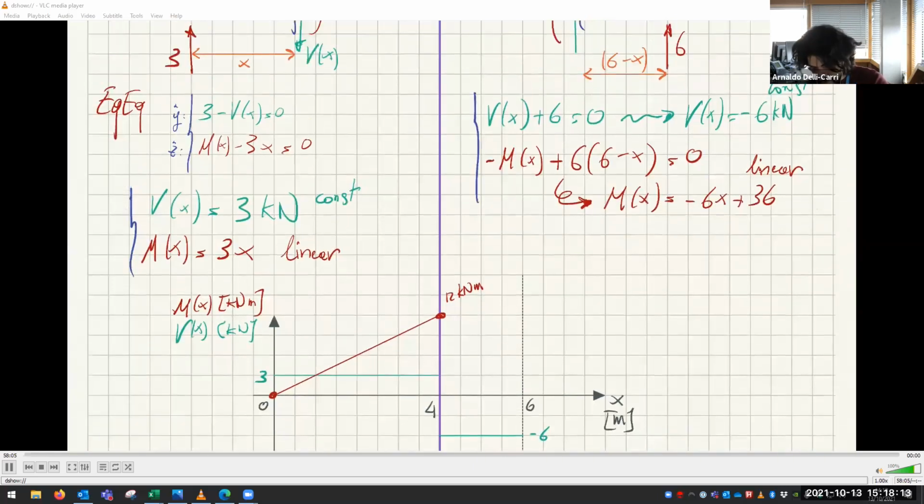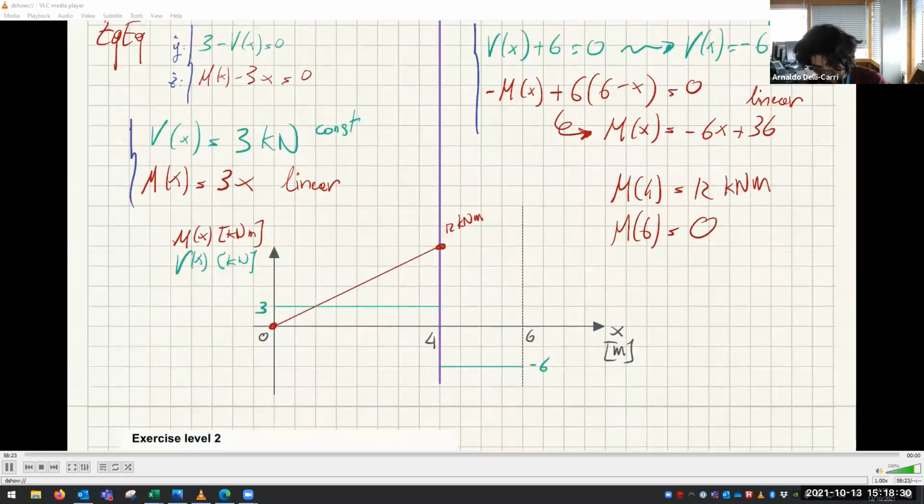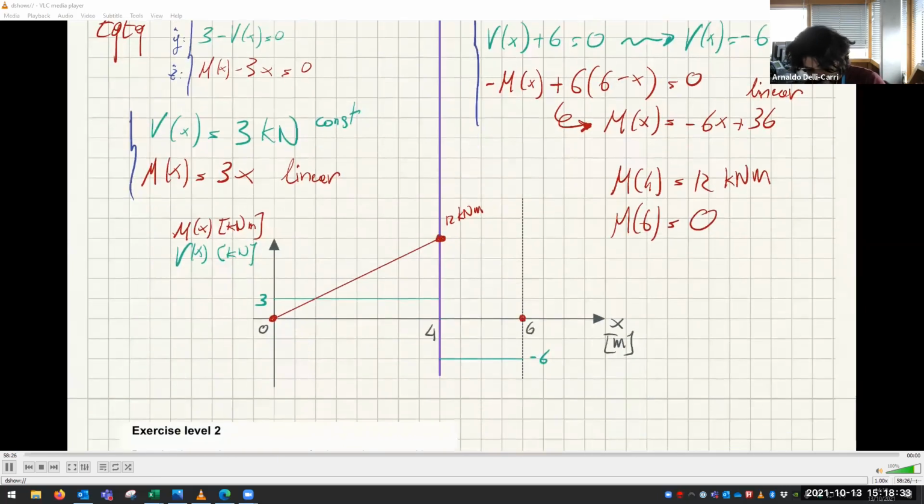And for this line, it's the same thing. I do m of 4, which is minus 24 plus 36, is still 12 kilonewton meters. And m of 6 is minus 36 plus 36, 0. So I start here again, and I end up here. This is the bending moment plot. And this is the shear force plot. Positive, negative, positive, positive. Okay, that's it. See how easy is this? Not very complicated. We just have to practice a little bit.